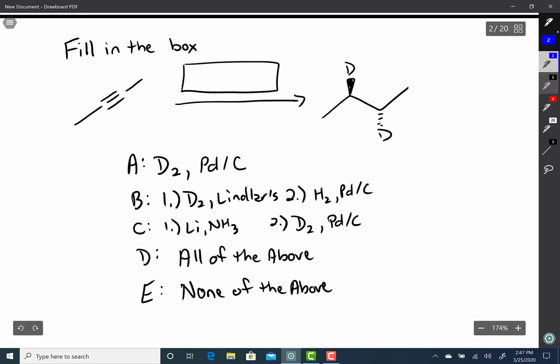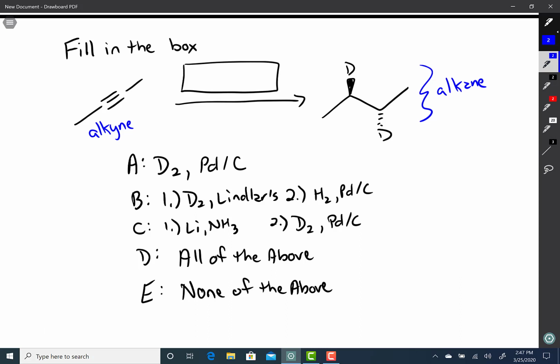we have an alkyne, and essentially we make this compound right here. Even though it has deuteriums on it, deuteriums are just hydrogens, this is simply an alkane. So what we have done is we have reduced the alkyne to the alkane, or another way of thinking about it, we have added 2 Ds and 2 H's across the alkyne.